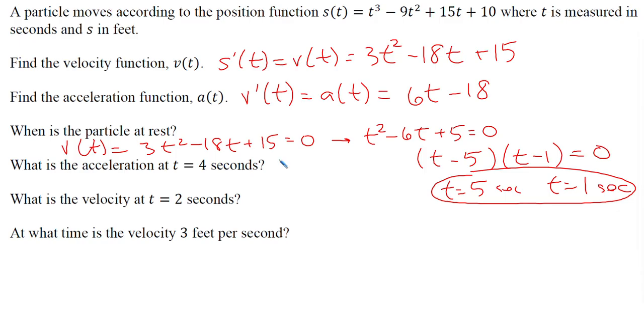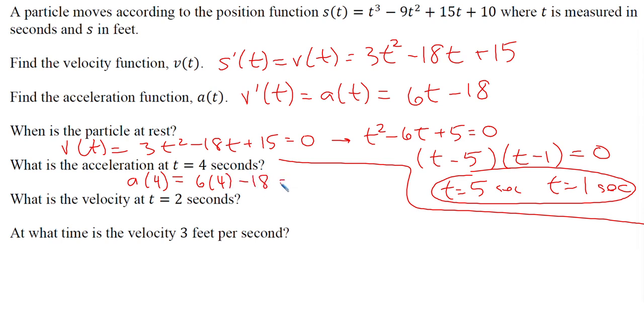For the next part here, what is the acceleration at t equals 4? We just need to evaluate our acceleration function at 4, so that'll be 6 times 4 minus 18. Well, that'd be 24 minus 18, which is 6 feet per second, or 6 feet per second squared.